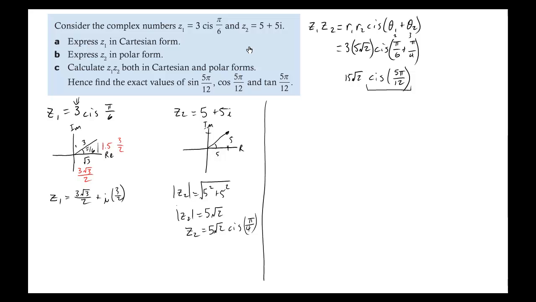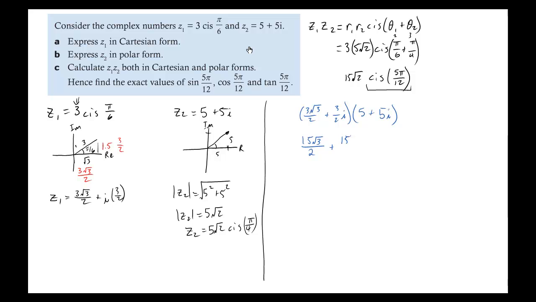If I'm going to do z1 and z2 in Cartesian, that means I'm going to have to take 3 root 3 over 2 plus 3 halves i, and multiply that by 5 plus 5i. Essentially that means I'm going to have to distribute and do some work there. So we'll go ahead and distribute. That gives us 15 root 3 over 2. Distribute to the other one.